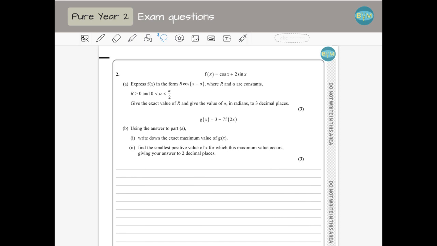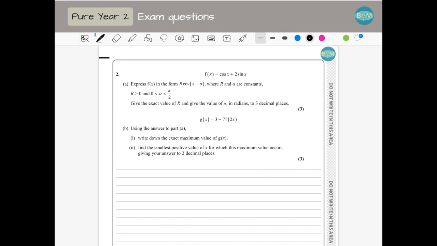Hello, this is question 2 on your Pure 3 Maths, January 2023, Edexcel IAL. You have an expression with cos and sine: f(x) is cos x plus 2 sine x. Express f(x) in this form, where R and alpha are constants, R is positive and alpha is between 0 and pi halves. You have to give the exact value of R and the value of alpha in radians to 3 decimal places.